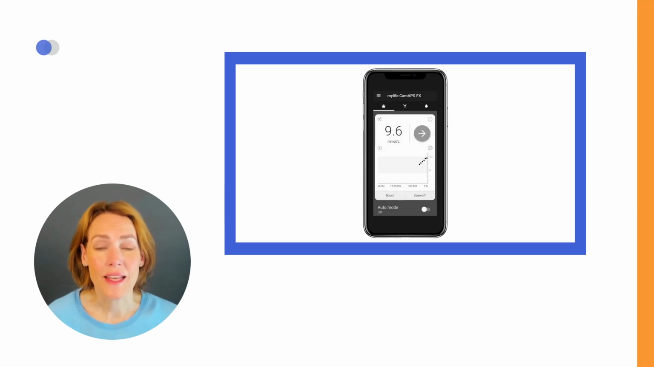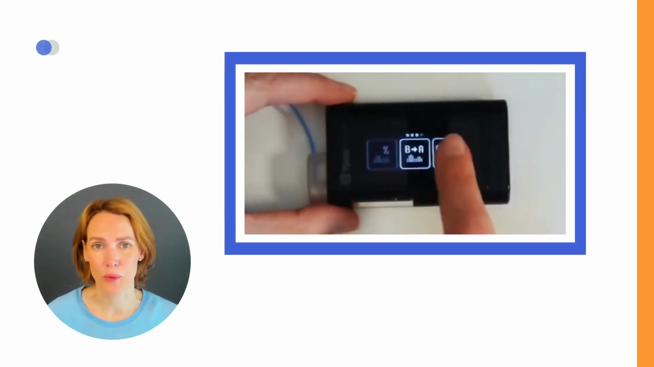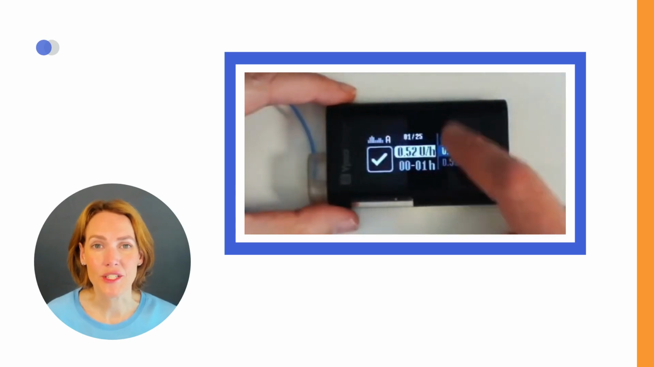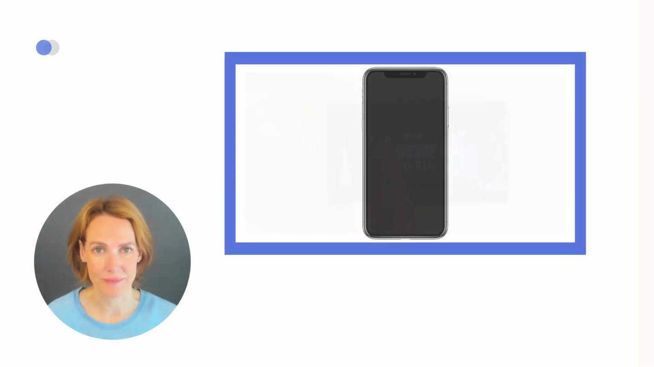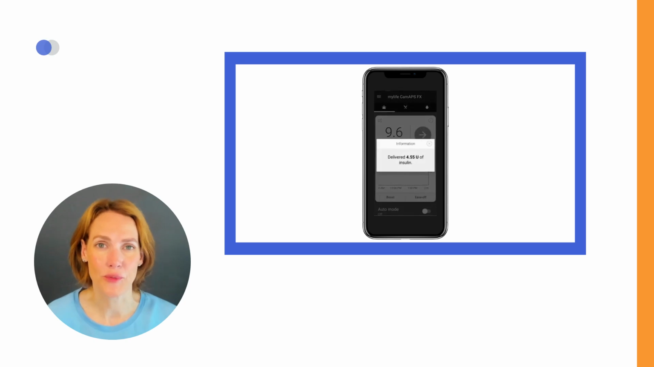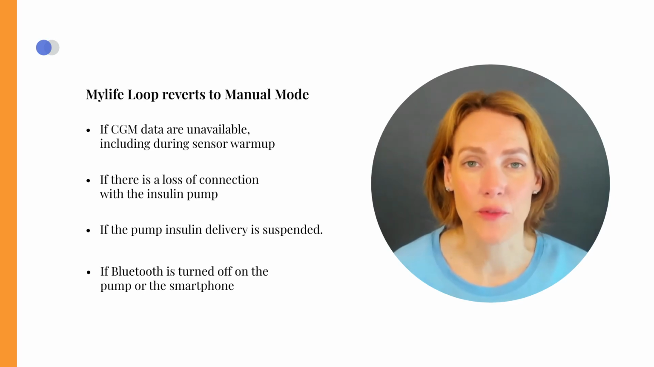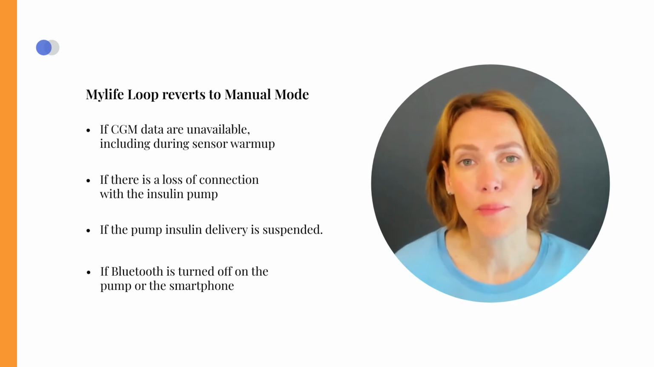In manual mode, a suspend for low function is not available. The basal insulin settings on your pump will be used, and you can only check and adjust them on the pump. However, if the Mylife CamAPS FX app is still connected, you can still administer a bolus. Once the connection to the pump and transmitter is restored, auto mode will automatically restart.